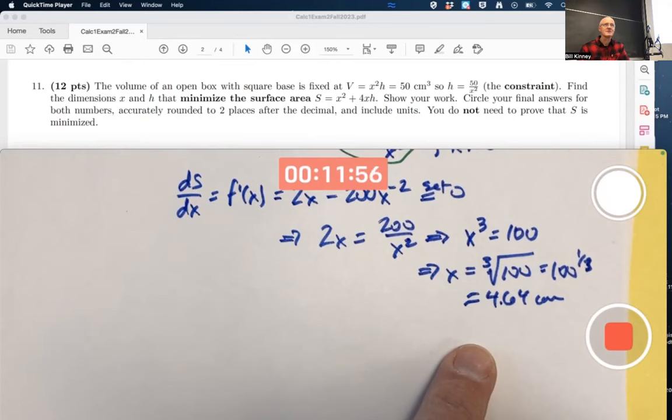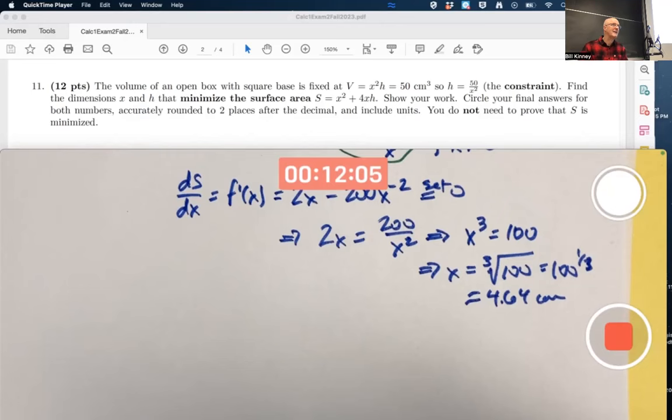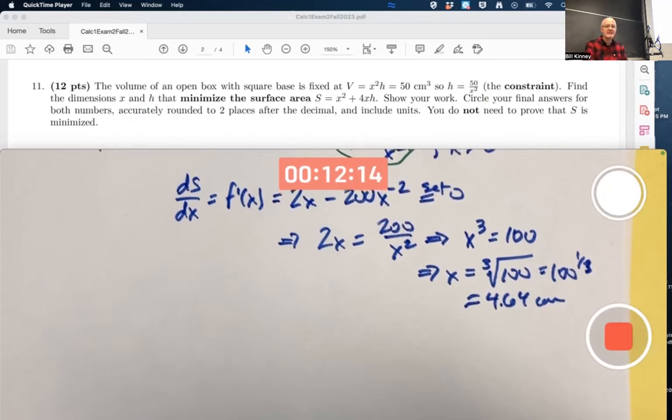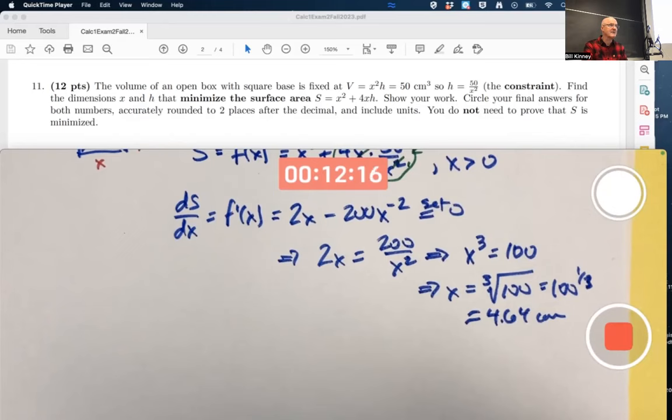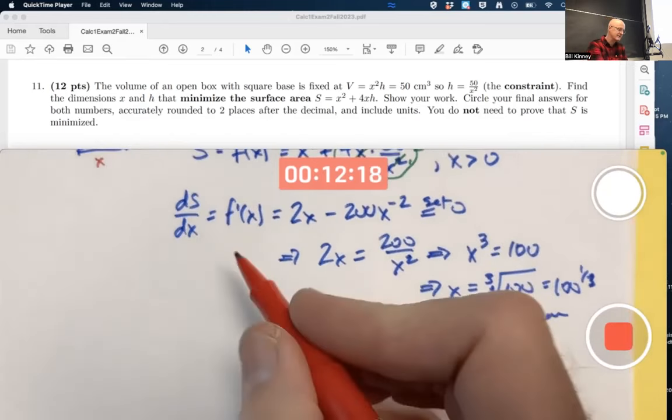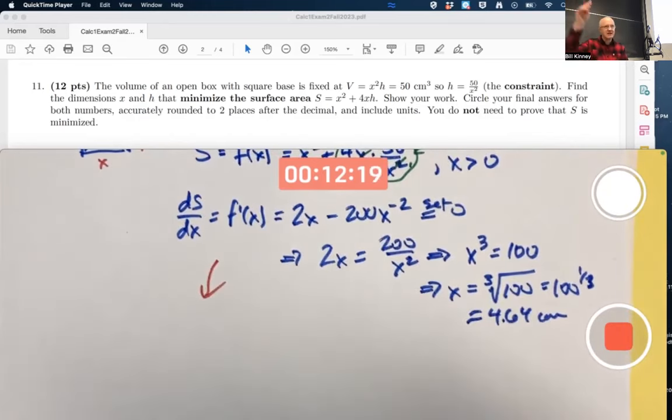That's one of the dimensions. We also need h. You do not need to prove that s is minimized here to finish the problem. I'm not ruling out on the final if I put something on here saying you should prove s is minimized. Write that down. It's probably easiest to verify that the second derivative is always positive. And it is here. The graph is concave up.